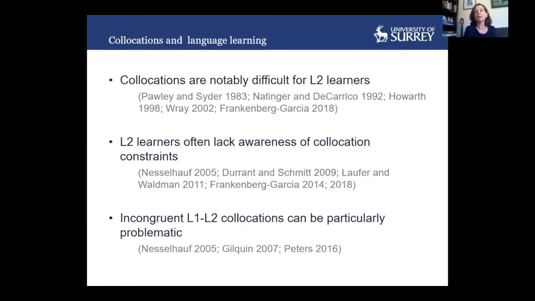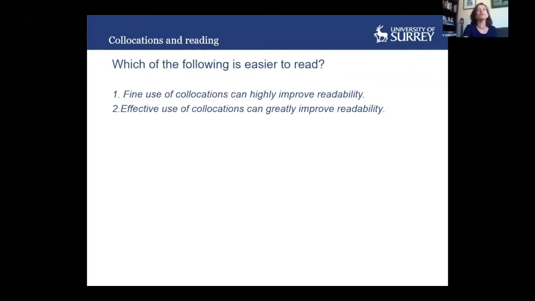For example, in English, we say depend on something. And in Portuguese, we say depender de algo, which is translating literally depend of something. So many Portuguese speakers of English make this mistake to depend of something. Collocations and reading. How does it affect your reading? Well, I'll give you a little test again. Which of these is easier to read?